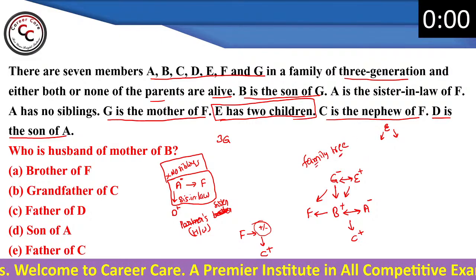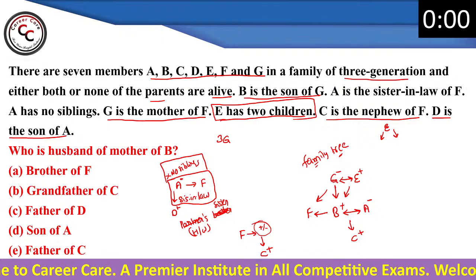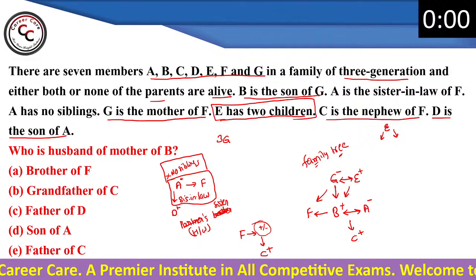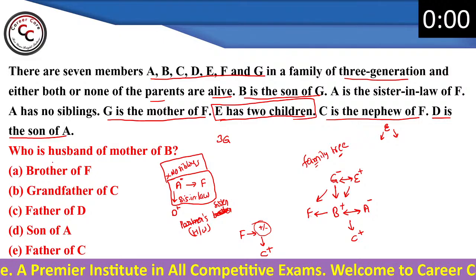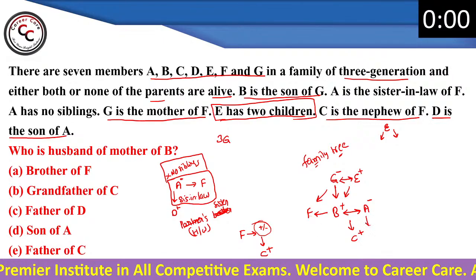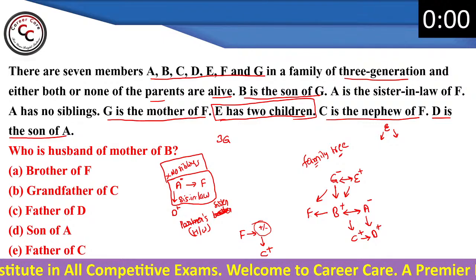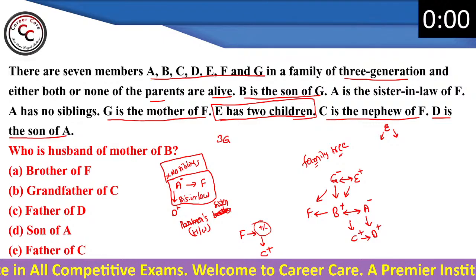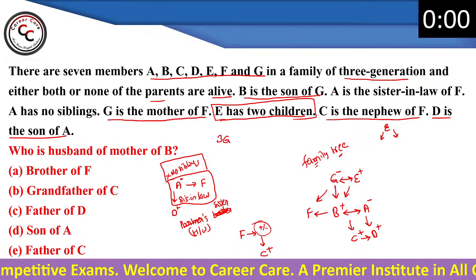Right? So this will be the final family tree according to the information which he has given in the form of a puzzle. Right? So total we have got 7 people. 1, 2, 3, 4, 5, 6. One person is missing. Who is that? D is son of A. Okay. So D is son of A. That means C and D are siblings.